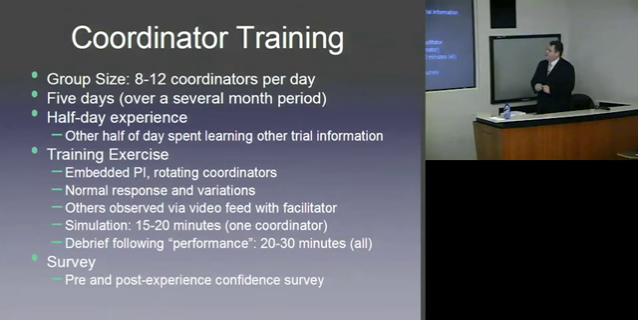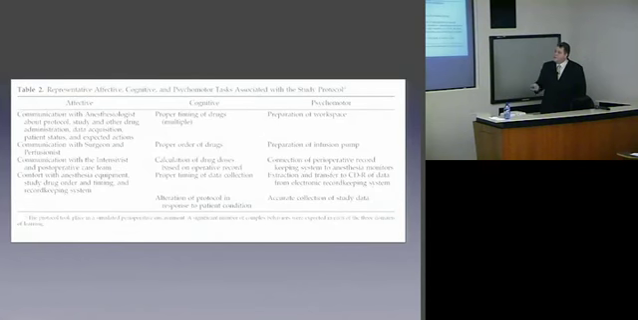We ran the training exercise very similarly with an embedded PI, and we ran through both the normal and the potential variation that the coordinators would see. Again, the coordinators observed in another room, and we debriefed after each person went through. This time we collected some data on their pre- and post-confidence in their ability to actually conduct the study. So these were some of the things that we looked at, both in the affective, the cognitive, and the psychomotor domain.